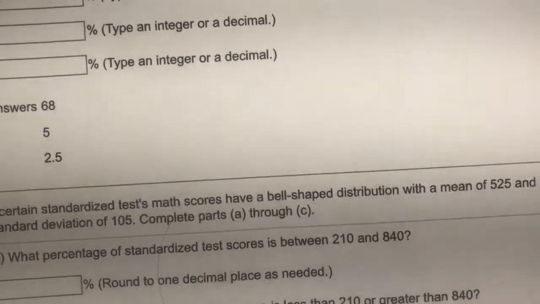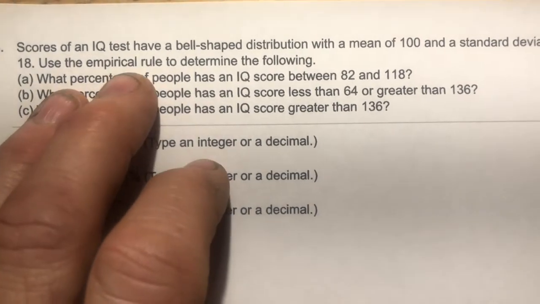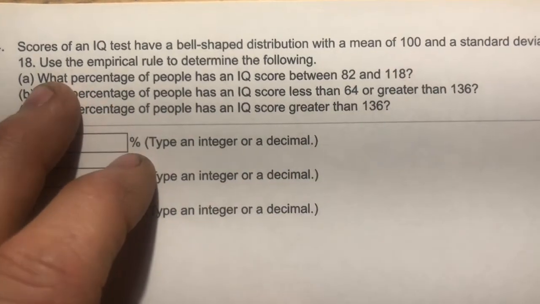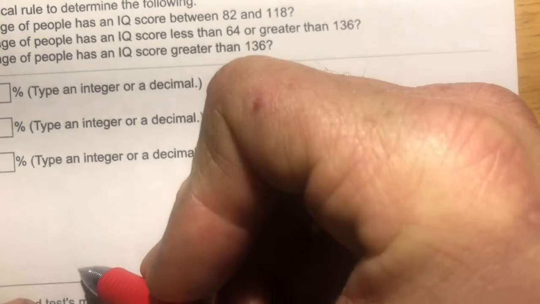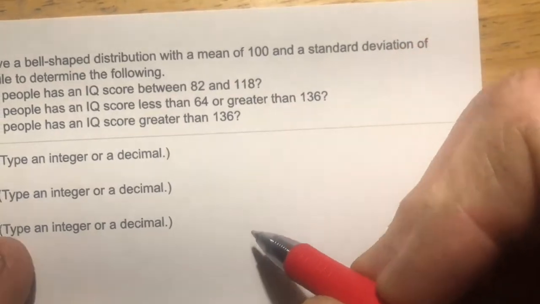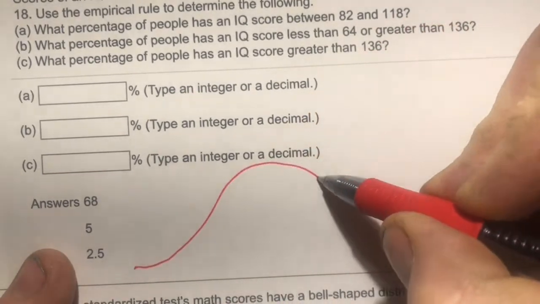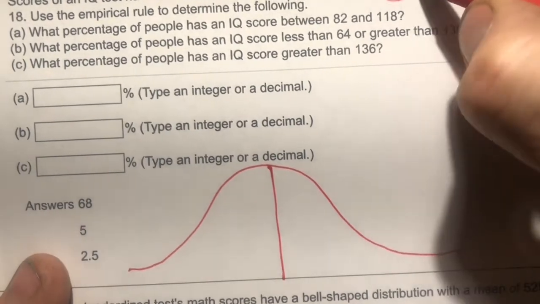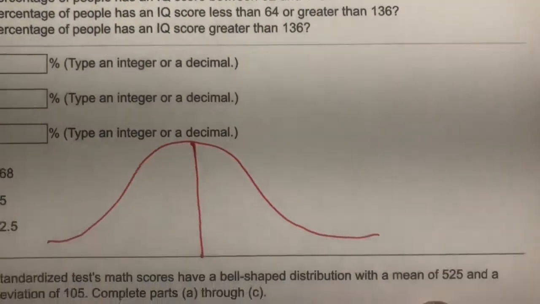All right, here's one. Scores of an IQ test have a bell-shaped distribution with a mean of 100 and a standard deviation of 18. All right, so we'll draw this out right here. Well, I'll come down here with it. That way I'll be on the screen good. So my mean is 100, okay? And the standard deviation is 18.